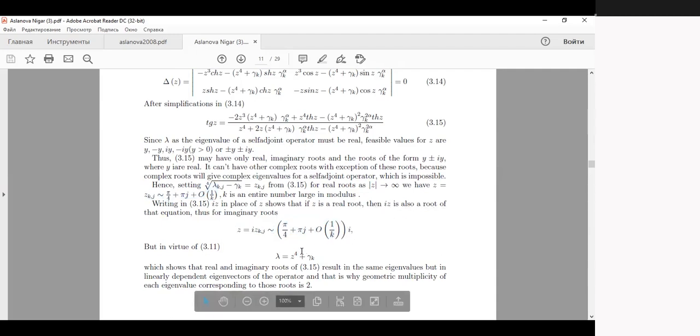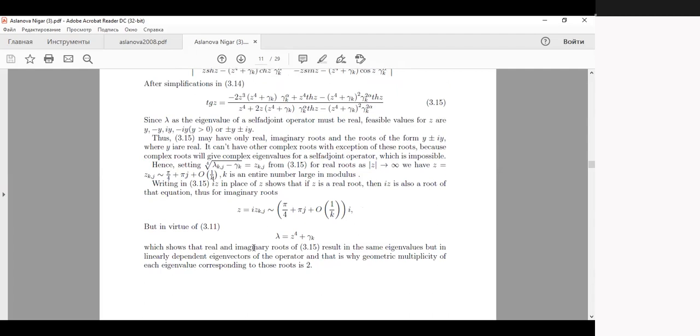And for both, the eigenvalue of our operator is the first degree of z root plus gamma k. What is gamma k? Gamma k are the eigenvalues of operator A. So our operator's eigenvalues form a sum of roots of that characteristic equation and the operator A's eigenvalues. That one. So it is the same for Z4 and for Z1. But the corresponding eigenvectors will be linearly independent, so for that root, that eigenvalue, the geometric multiplicity is 2.